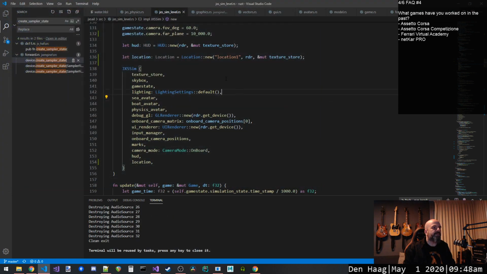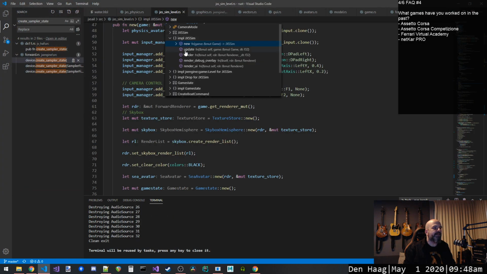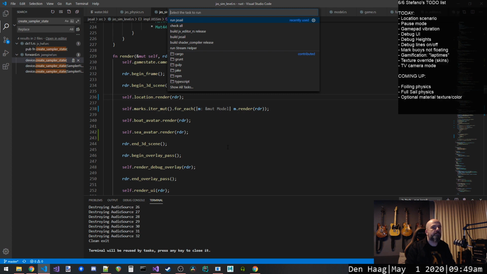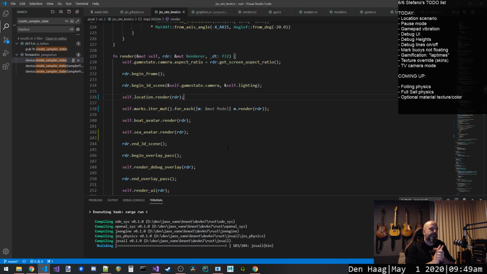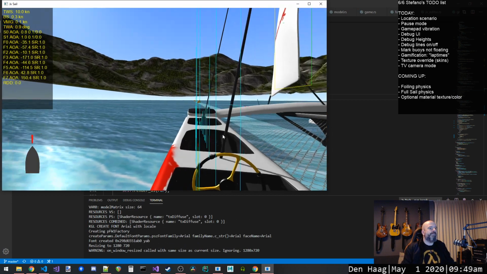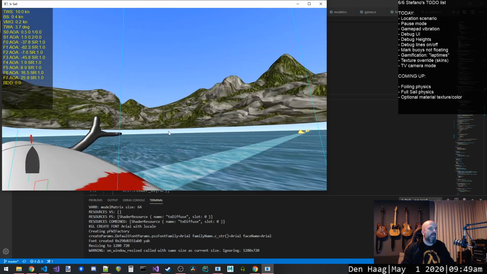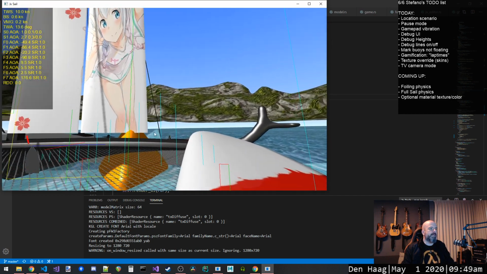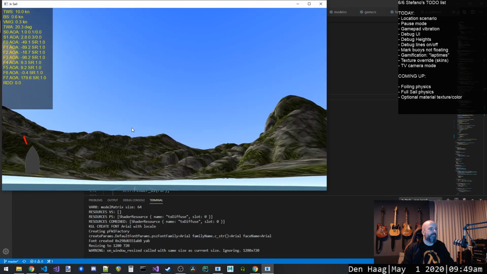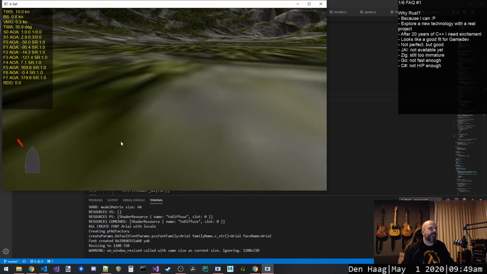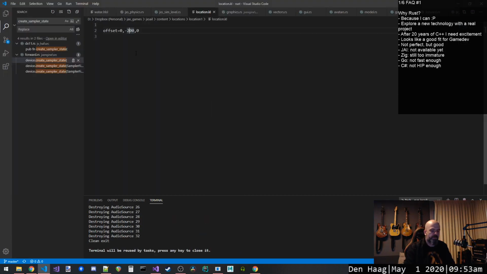Yes, we didn't render it. So self location render. Right, so this is what we have right now, and as expected, we will have to tweak the position of this. Let's go 2,000 meters.